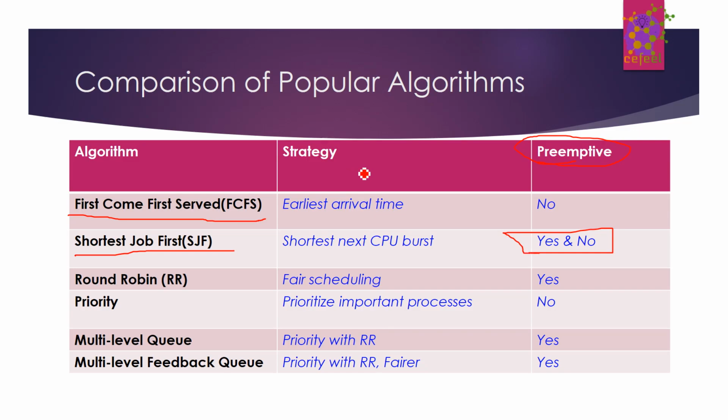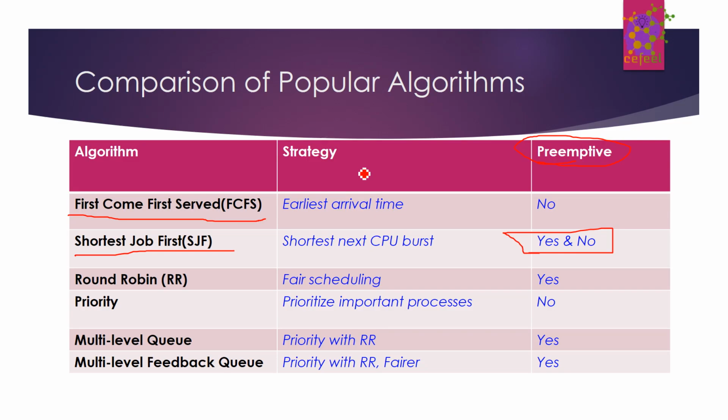When it is non-preemptive, we say that it is the shortest next CPU burst, as simple. And when it is preemptive, that is when the CPU can actually be taken away by the dispatcher. So what happens is, whenever a process is running on the CPU, if its CPU burst is longer than that of any new process that has come, that process may be preempted by the dispatcher, and the new process with the smallest CPU burst will be executed.